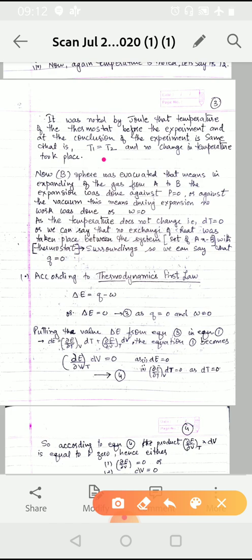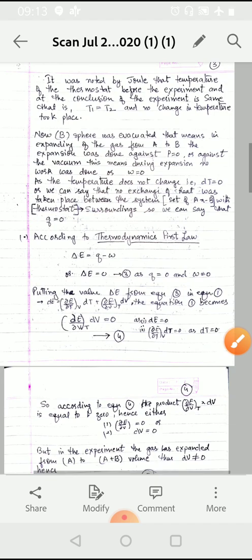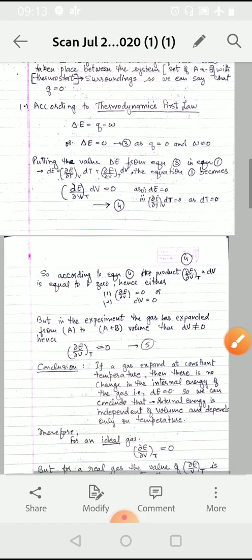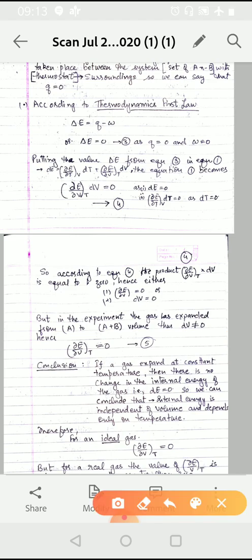Now sphere B was evacuated from the beginning, that means in expansion of the gas from A to B, the expansion was done against zero pressure or against vacuum. This means that during expansion no work was done, or W is equal to 0. Now as the temperature also does not change, dT is equal to 0, or we can say that no exchange of heat or energy takes place between the system and the surroundings, so Q is also equal to 0. According to the first law of thermodynamics, ΔE is equal to Q minus W. So according to this experiment, ΔE comes to be 0 because we have seen that Q is equal to 0 and work is also 0.